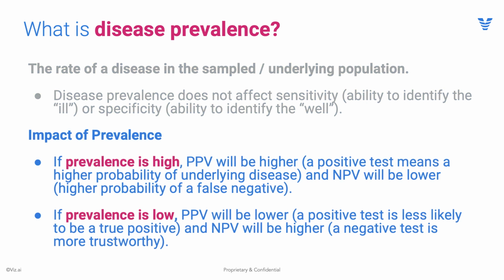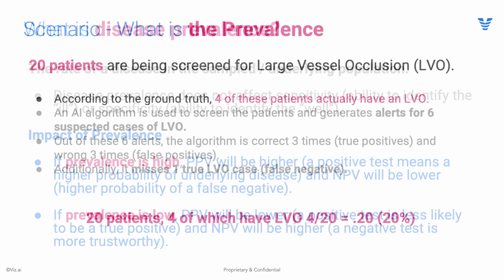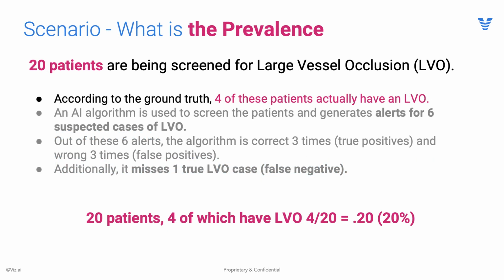If prevalence is high, PPV will be higher, plain and simple. A positive test means a higher probability of underlying disease, and the NPV will be lower. And if it's low, PPV will be lower, and NPV will be higher. So just because I had calculations for everything else, I wanted to throw in our calculation of prevalence just to nail the point home on our scenario before.